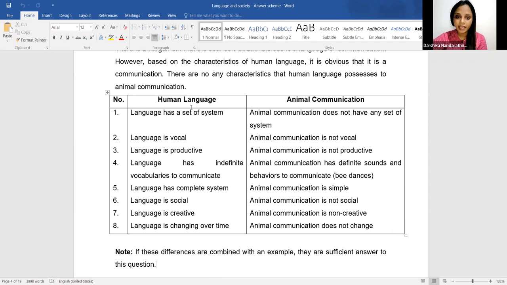Then the second difference is language is vocal. Animal communication is not vocal. That is another difference. Language is very productive, right? Human language is very productive, but animal communication is not productive. Another difference between the two: language has indefinite vocabularies to communicate.